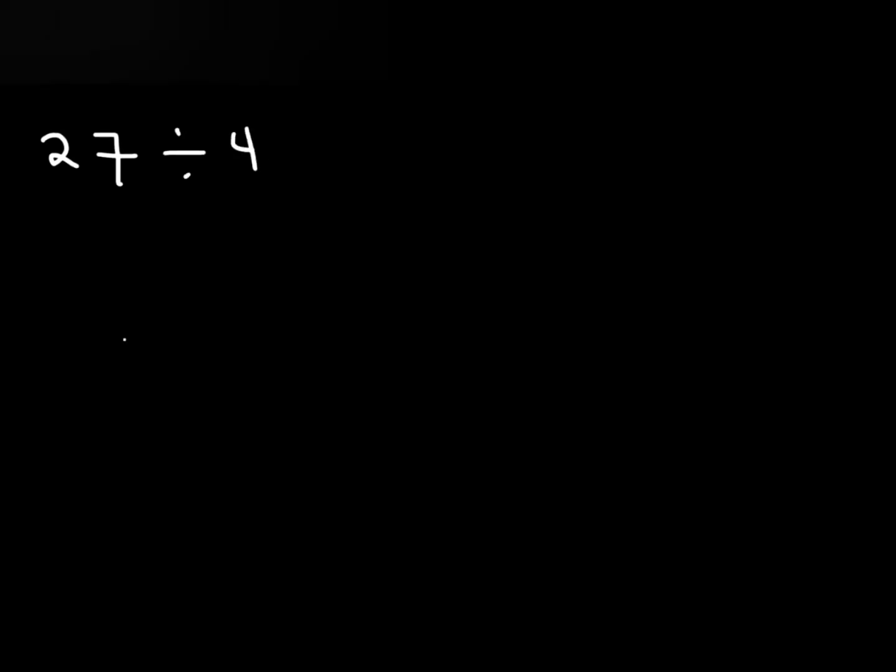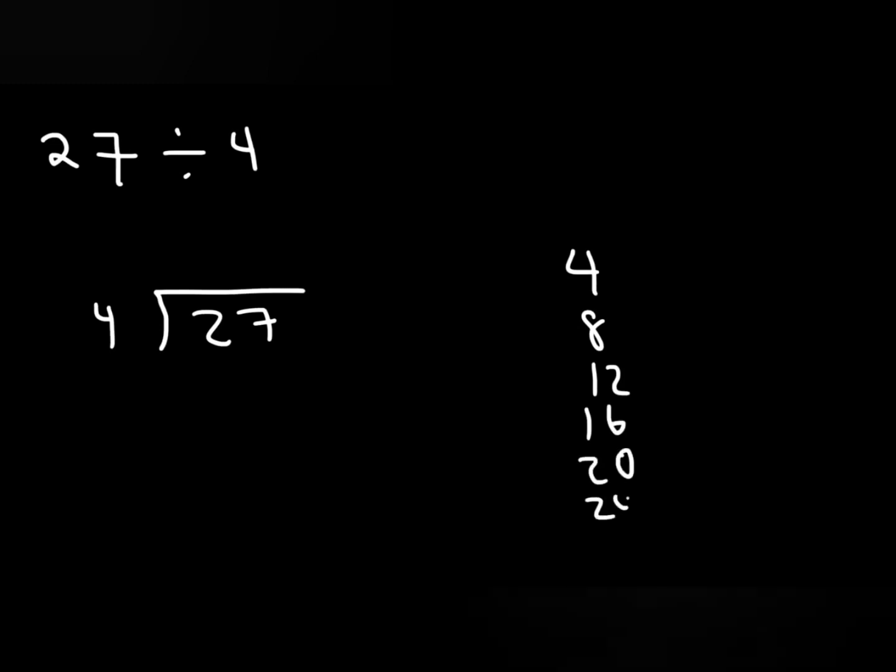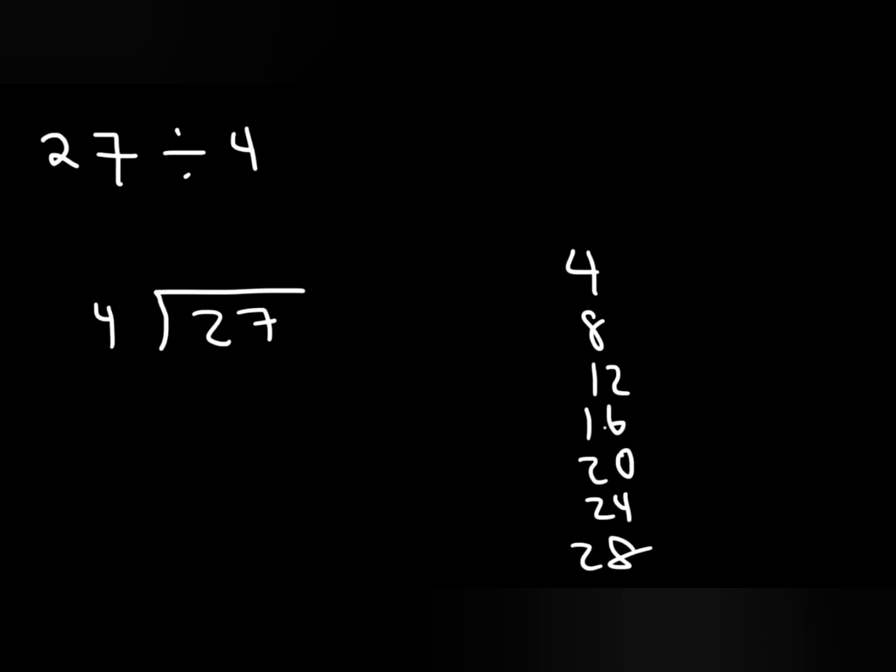Now let's try some other examples. So what is 27 divided by 4? Go ahead and write your answer with a quotient and a remainder, and also write your answer as a decimal. So 27 is the dividend, 4 is the divisor. Now let's make a list. So we have 4, 8, 12, 16. If you keep adding 4, 20, 24, 28. We're going to stop here because 28 exceeds 27.